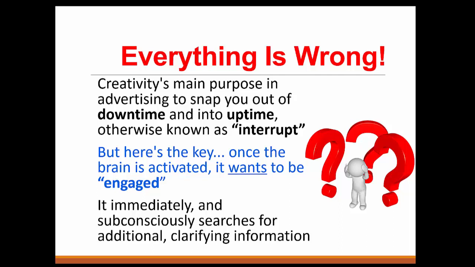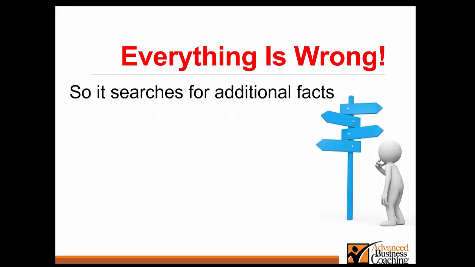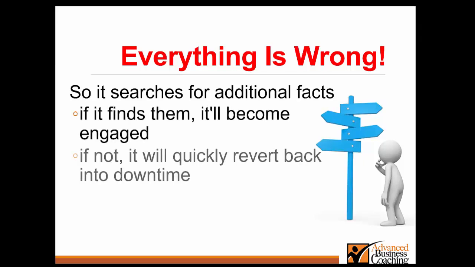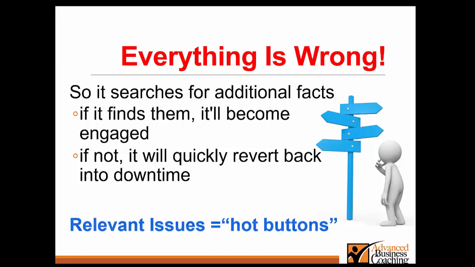The bottom line is the brain wants to know, how is this information important and relevant to me? Should I allocate any conscious bandwidth to this? So it searches for additional facts, and if it finds them, it becomes engaged. If not, it will revert back to downtime. We call these important, relevant issues hot buttons.